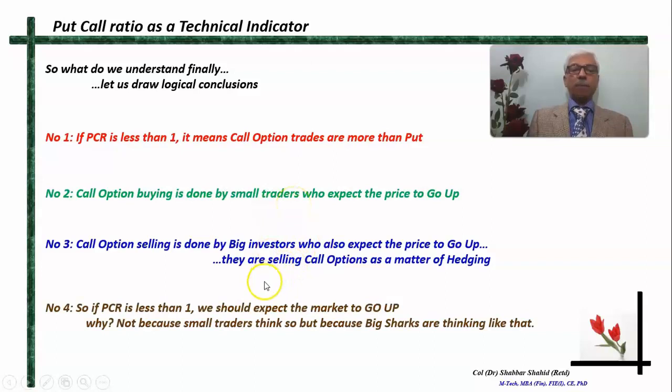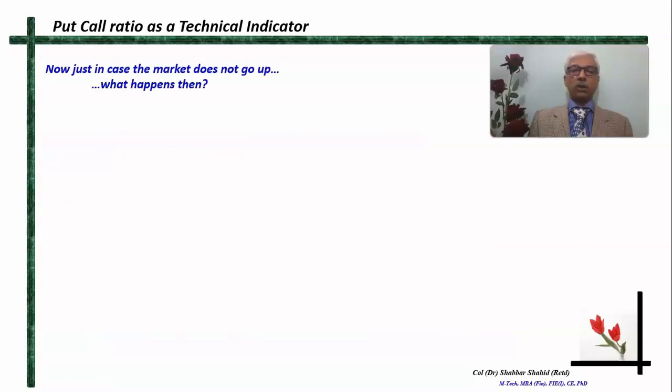Alright. So if the PCR is less than 1, then we should expect that the market will go up. Both these people are thinking that the market will go up, isn't it? So if the PCR is less than 1, our logical conclusion is that the market is very likely to go up. Keep that in mind. Why? Not because the small traders are thinking that. Of course, the small traders are also expecting the market to go up, but we are not following the small traders. We are following the big sharks. Because the big sharks are thinking that the market will go up, we also believe that the market will go up. Understood?